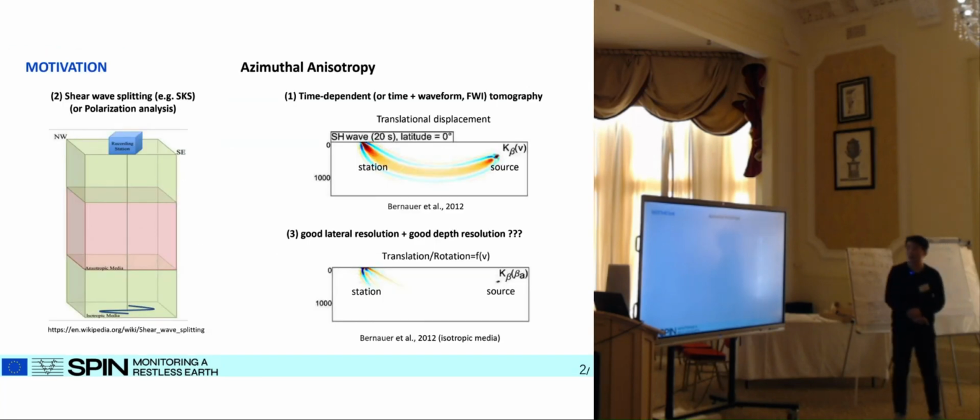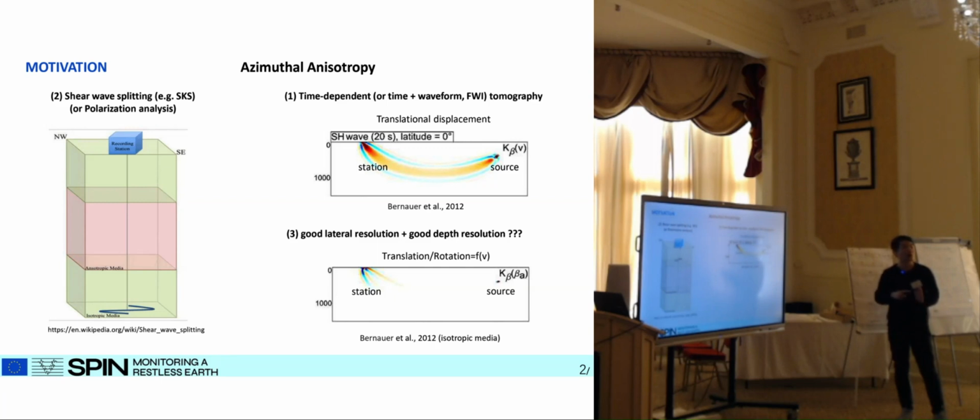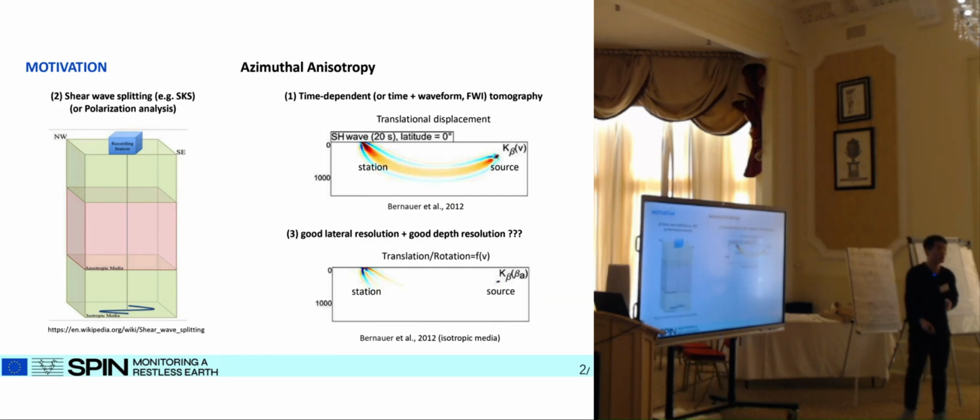So let's look at azimuthal anisotropy. There are two directions to study this topic. The first one is time-dependent tomography. This method has very good depth resolution, but very poor lateral resolution because of the effect of heterogeneity. The second method is the single-station method, for example, shear wave splitting. This method can provide very high lateral resolution, but very poor depth resolution because it provides the average result for the whole depth.